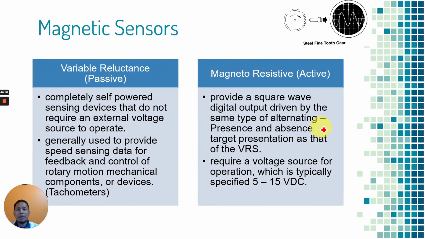Another part is the magnetic sensor. Magnetic sensors are either passive or active. A passive sensor, okay, this is a magnetic one, for example, with a fine tooth gear. They completely save power. The passive type saves power, but this one uses another power, the VRS.